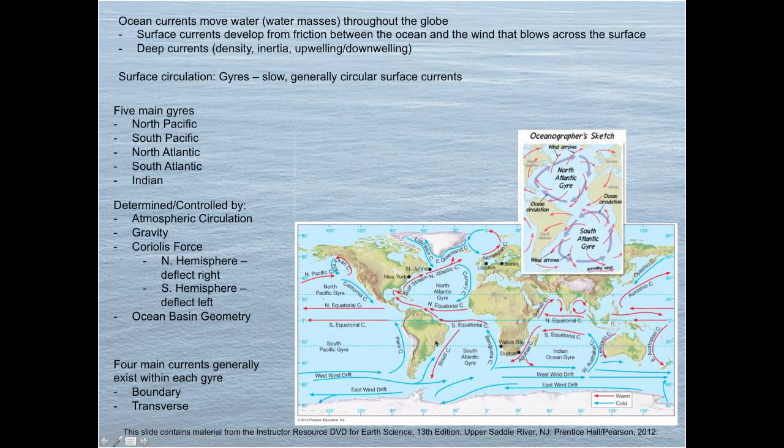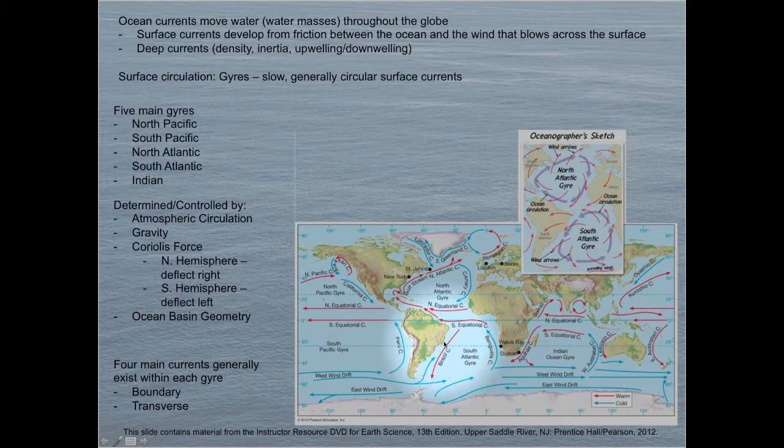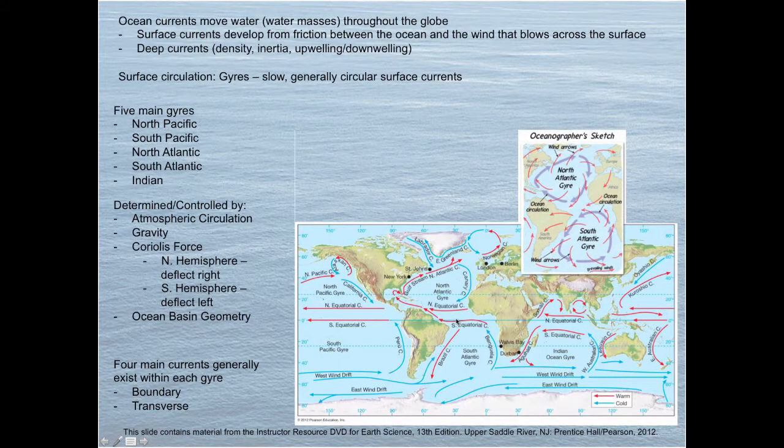These gyres do interact. So I'm not saying that, say for instance, the South Atlantic gyre, all water in the South Atlantic stays in the South Atlantic for its entire lifetime. Some water does get transported or exported out into the Antarctic circumpolar current, which can get entrained in the Indian Ocean, and so on and so forth. But for the most part, surface currents in general do move within ocean basins.